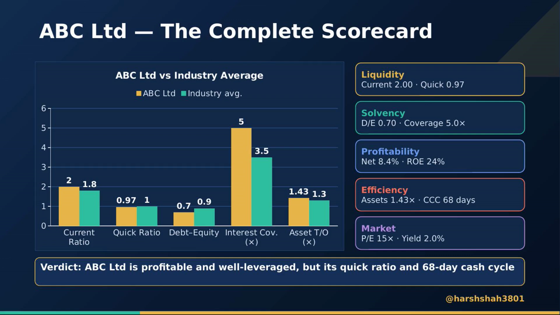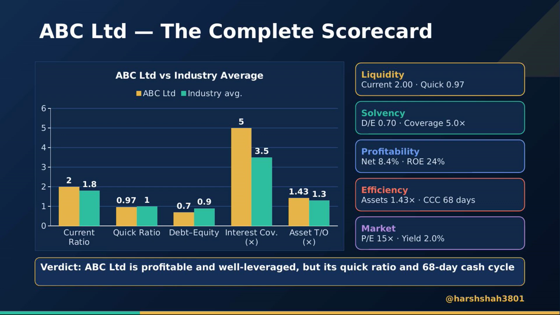Alright, let's bring everything together now. Here's ABC Limited's complete scorecard, benchmarked against the industry average. On liquidity, ABC's current ratio of 2.00 actually beats the industry's 1.8. Good sign, though its quick ratio of 0.97 sits just slightly below the industry's 1.0. Worth watching. On solvency, ABC's debt equity of 0.70 is more conservative than the industry's 0.9, and interest coverage at 5.0 times comfortably beats the industry average of 3.5 times.